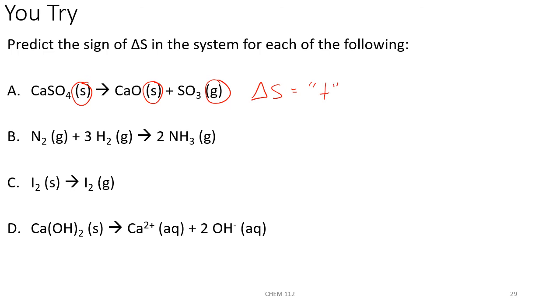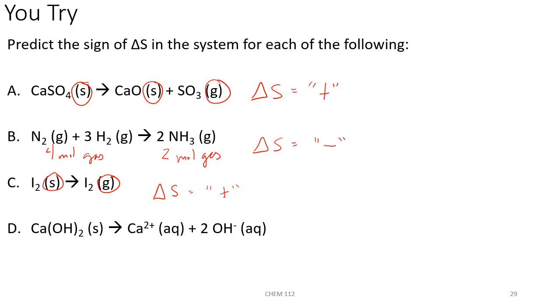B, we have gaseous nitrogen plus 3 moles of gaseous hydrogen forming 2 moles of gaseous ammonia. Total number of moles of gas on the left-hand side is 4, and we have 2 moles of gas on the right-hand side. So we had more moles of gas on the reactant side than we do on the product side, so it's getting more ordered or less disordered. So we would have a negative sign for the entropy change. In C, we have solid iodine turning into gaseous iodine. So going from a solid to a gas would be increasing the disorder, so delta S would be positive.